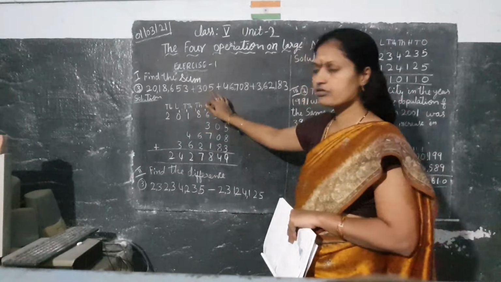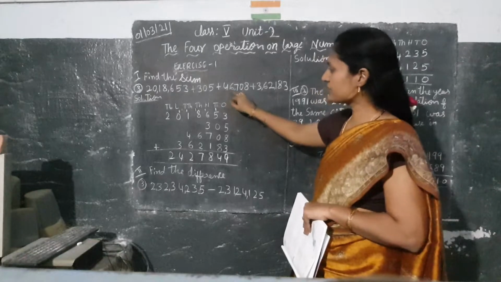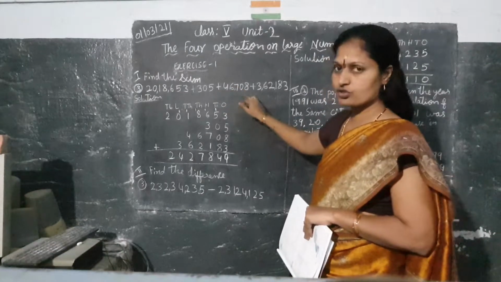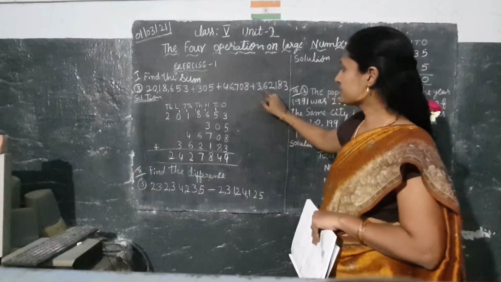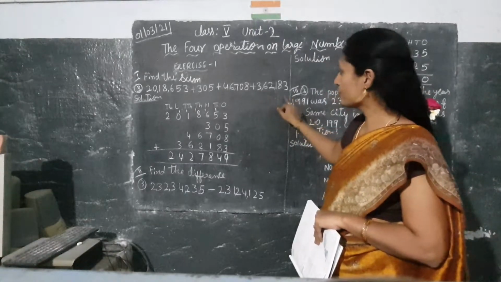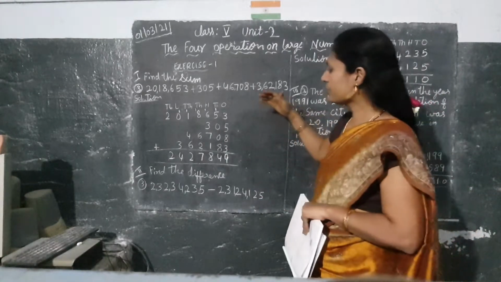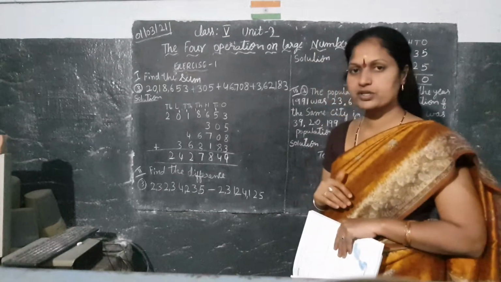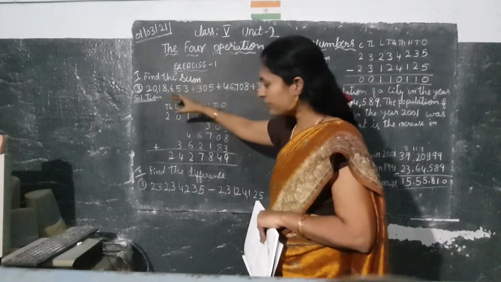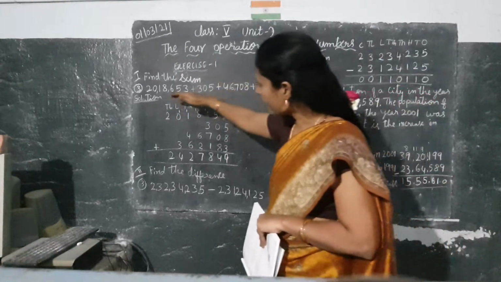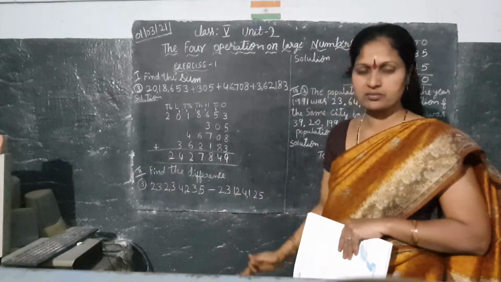This 305 we have to add, and again this we have to read: 46,708. This also we have to add, and this is 3,62,183, children. Okay, we have to read it. We have to copy the questions column-wise properly. Ones, tens, hundreds, thousands. Period we have to write, and after that we have to write in the ones place what number is there. Arrange each number properly, children.